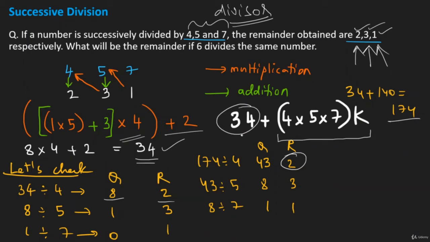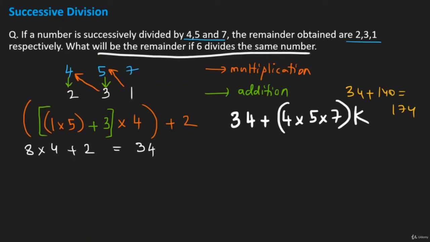So every number of the form 34 plus 4 into 5 into 7k will satisfy the given condition, and 4 into 5 into 7 is 140. So it's 34 plus 140k. Alright, let's keep that aside. Now let's try to solve the question.